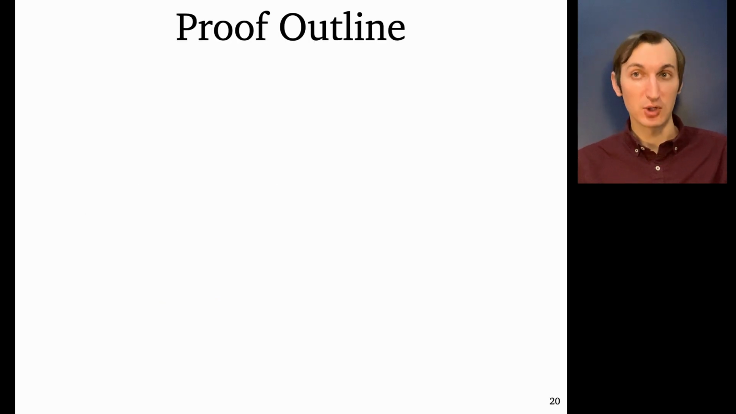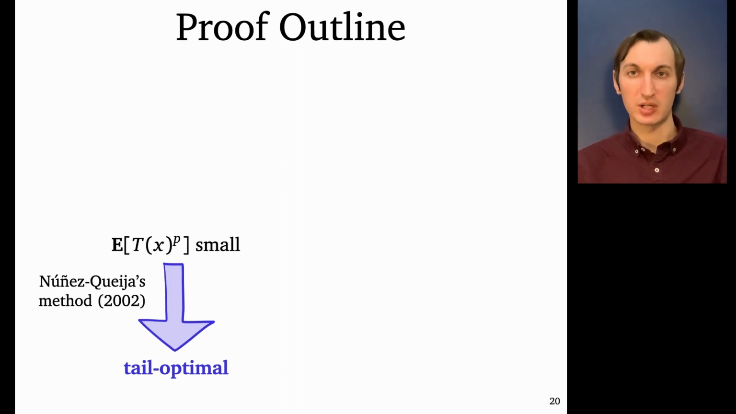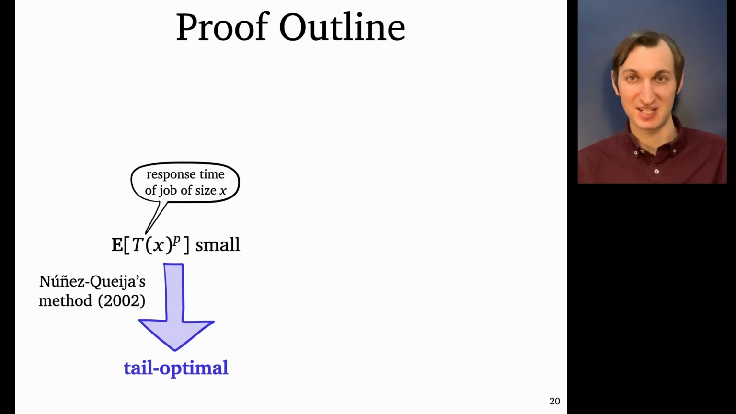So here's a bird's eye view of our proof. We're trying to prove that various policies have optimal response time tail. There are several techniques that exist for doing this. We use one based on work of Núñez-Queija and a method he introduced in 2002 that bounds the response time tail using moments of size conditional response time. So T_x is the response time of a job of size x. So now the question becomes, how do we get these size conditional response time moments?